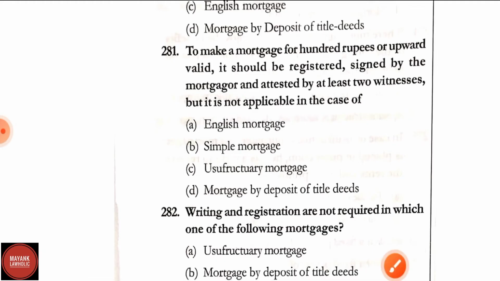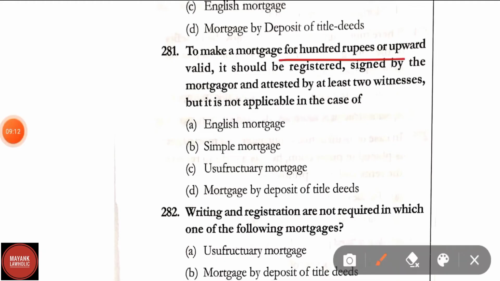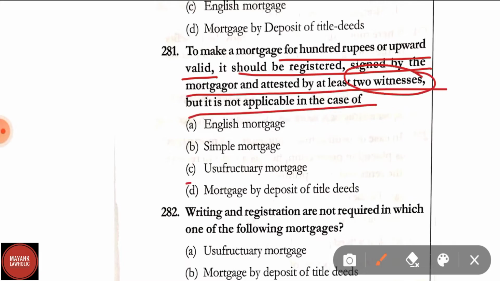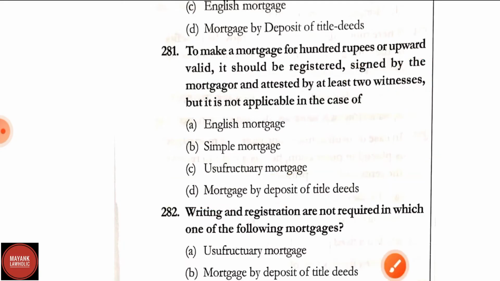Question number 281. To make a mortgage for ₹100 or upward valid, it should be registered, signed by the mortgagor and attested by at least 2 witnesses, but it is not applicable in the case of English mortgage, simple mortgage, usufructuary mortgage, mortgage by deposit of title deeds. Correct answer is option D, that is mortgage by deposit of title deeds.